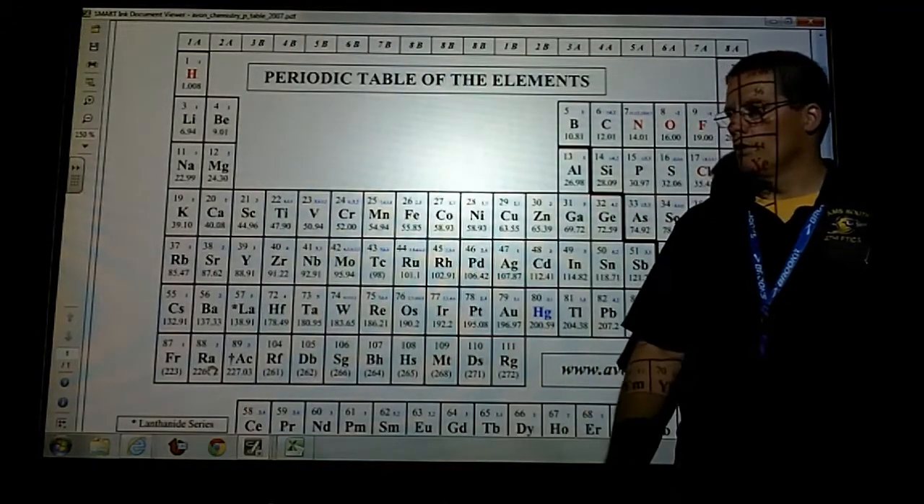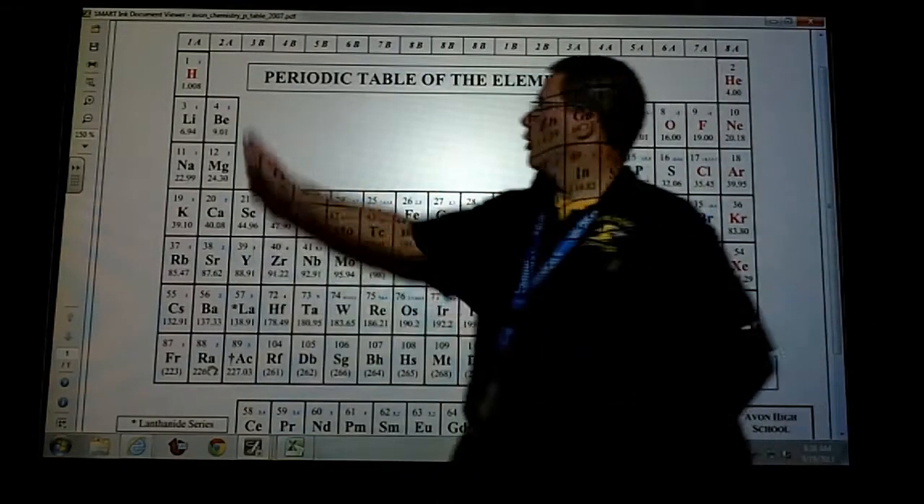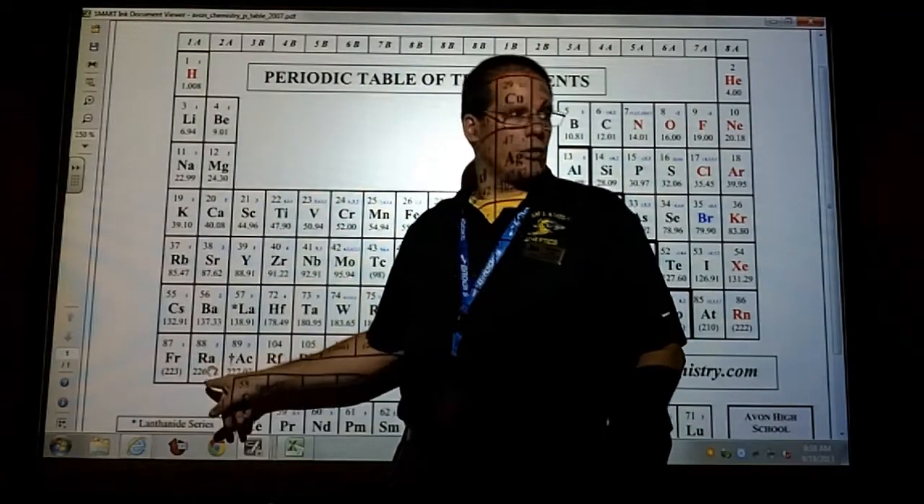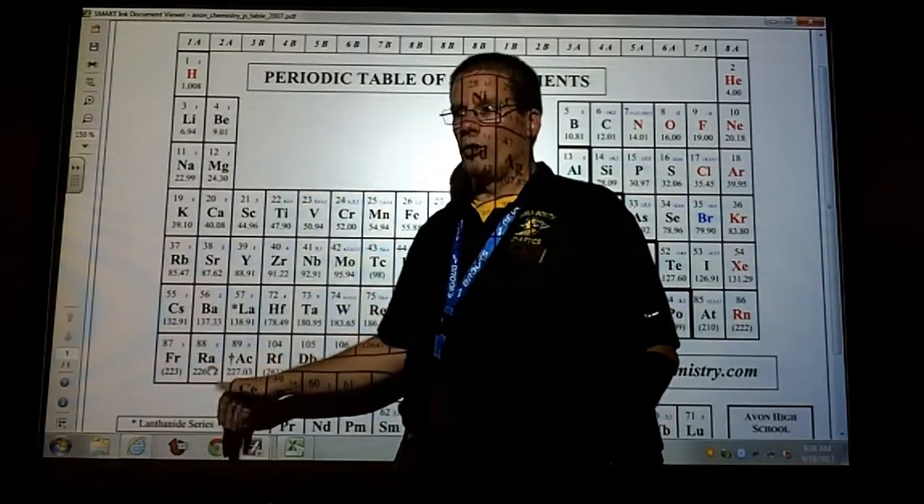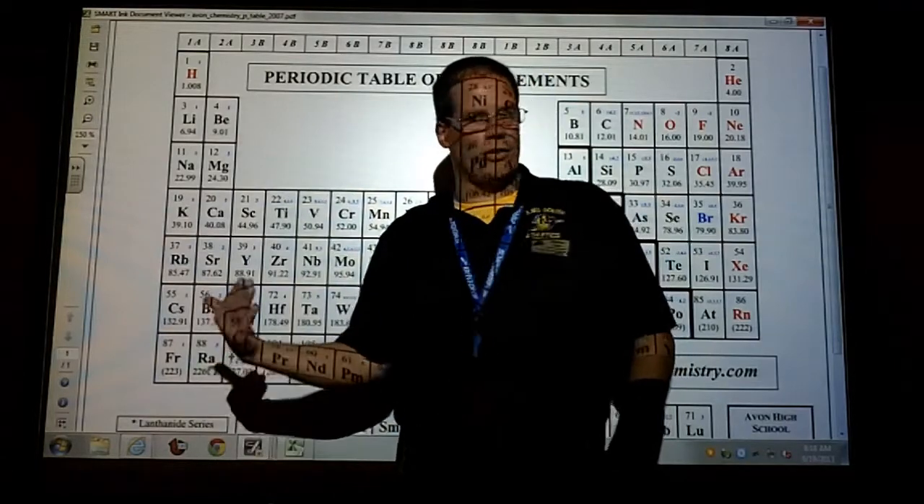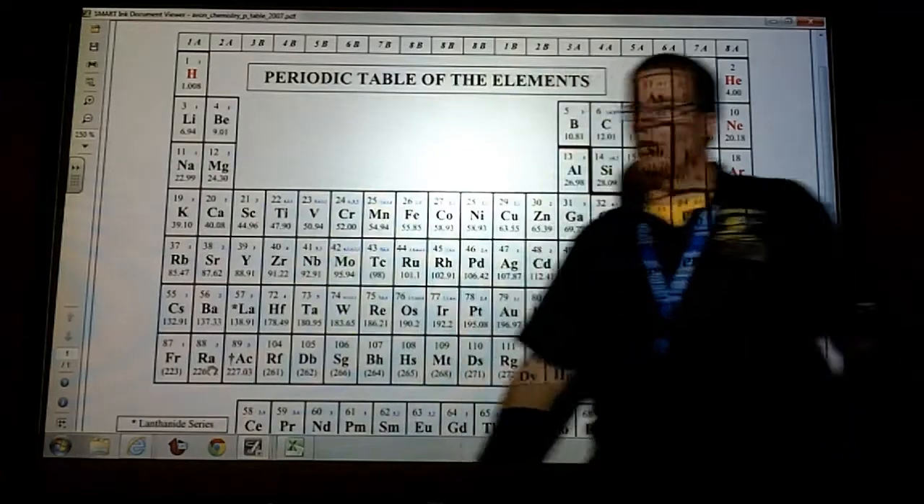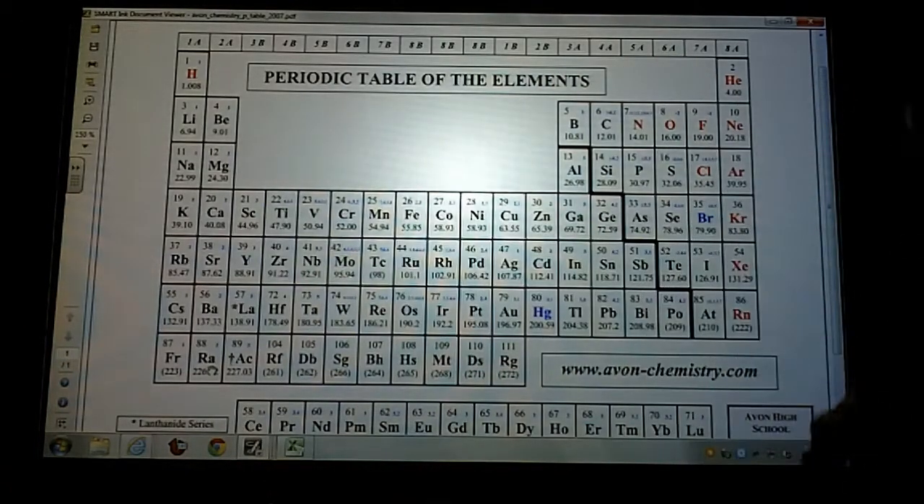88. So how many protons? 88. What group is it in? Alkali earth, or 2A. So how many valence electrons does it have? 2. So is it easier to gain 6 or lose 2? So if it loses 2, how many electrons will it have? 86, and it'll be the same as radon. It'll have the same electron configuration as radon.